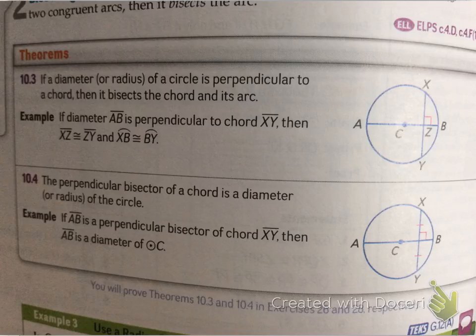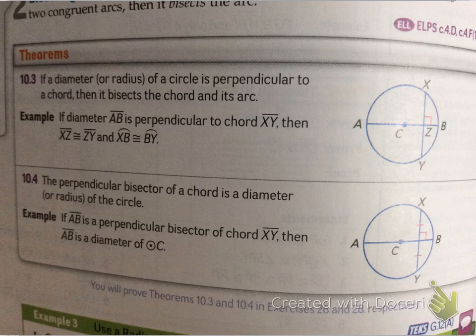Alright, let's look at some more theorems. If a diameter or radius of a circle is perpendicular to a chord, then it bisects the chord and its arc. Okay, so what does that mean? If a diameter is perpendicular to chord XY, then it is cutting XY into two equal halves. XZ and ZY would be congruent. Plus, also keep in mind the arcs would also be congruent. So XB and BY would also be congruent.